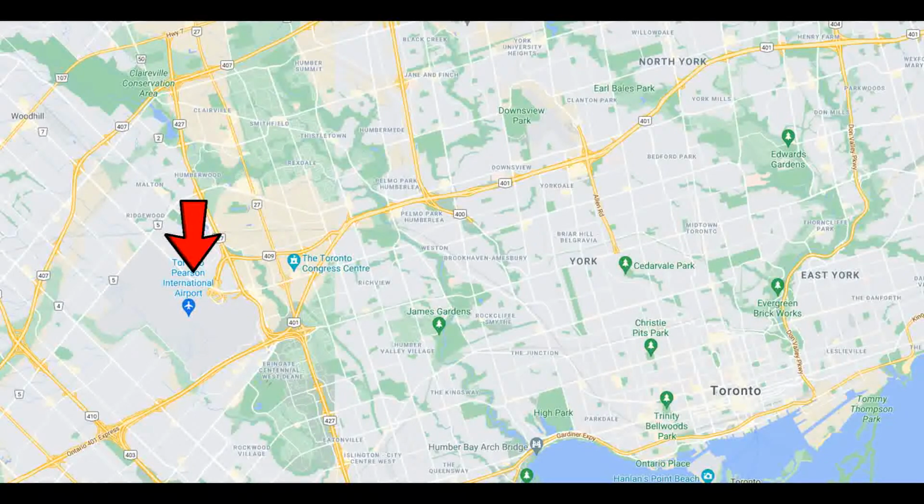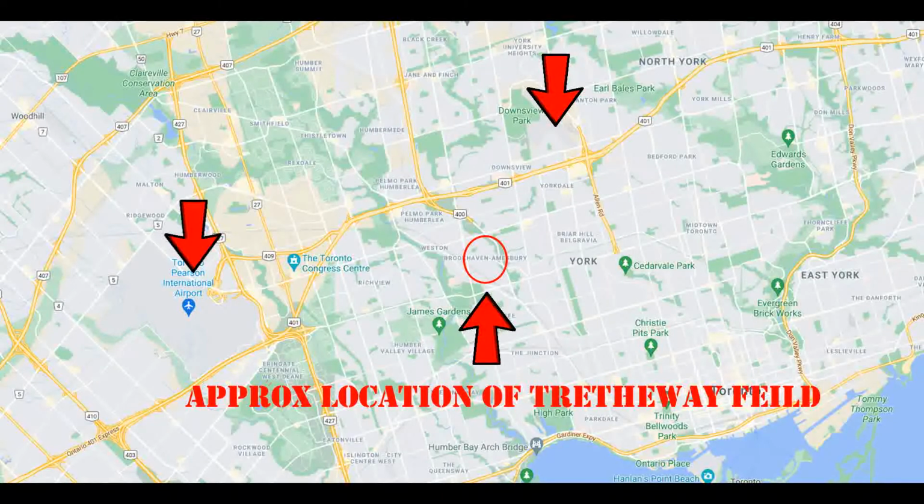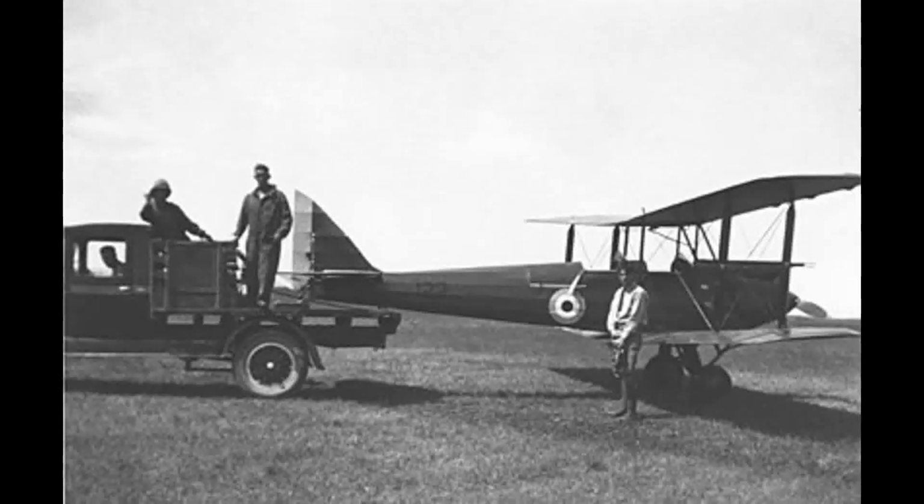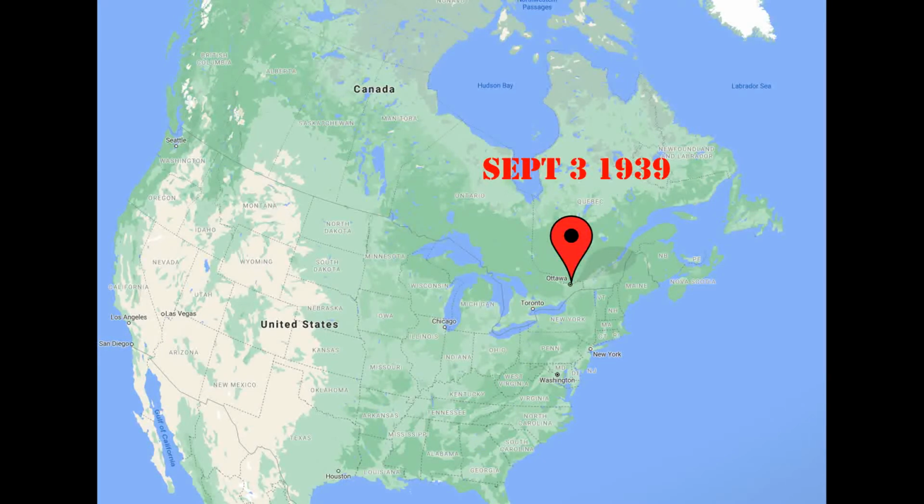So 400 Squadron got its start in the pre-war years as number 10 City of Toronto Army Cooperation Squadron, and it flew out of Trethaway Field, located in Toronto, about halfway between present-day Pearson and present-day Downsview airports. It was formed on October 5th, 1932, and flew mostly Moth aircraft. On November 15th, 1937, it was renumbered number 110 Squadron, and on September 3rd of 1939, it was called up to war status and relocated to RCAF Station Rockcliffe on the eastern outskirts of Ottawa.